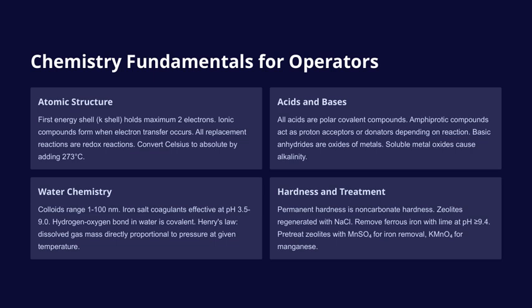Finally, regarding hardness and its treatment, permanent hardness is caused by non-carbonate hardness, which doesn't easily remove with boiling. Zeolites, used for water softening, can be regenerated with sodium chloride. To remove ferrous iron, we use lime at pH levels of 9.4 or higher. For iron removal, pre-treating zeolites with manganese sulfate helps, and potassium permanganate is effective for manganese removal. All these concepts connect to overall water chemistry and treatment, helping us understand how to manage water quality effectively and safely.